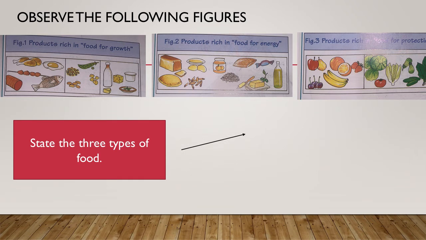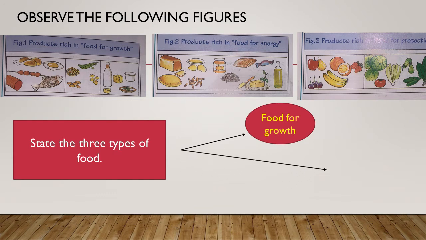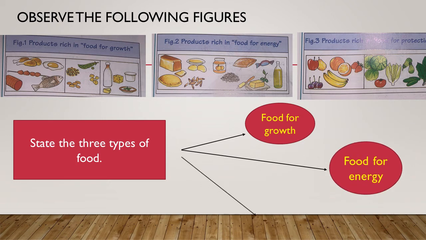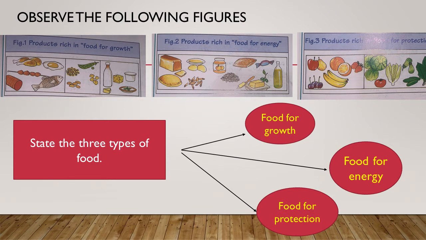Now I want you to state the three types of food that you see. Excellent. The first type of food is the food for growth, which is in figure 1. The second type of food is the food for energy. And the third type of food is the food for protection. So let's repeat them together. Food for growth, food for energy, and food for protection.